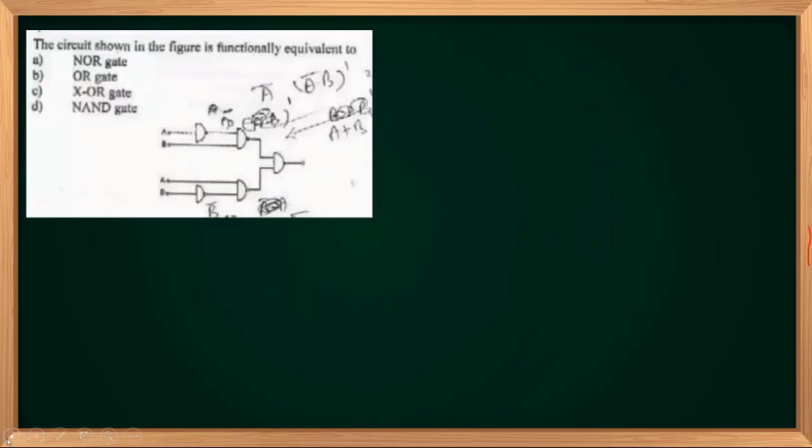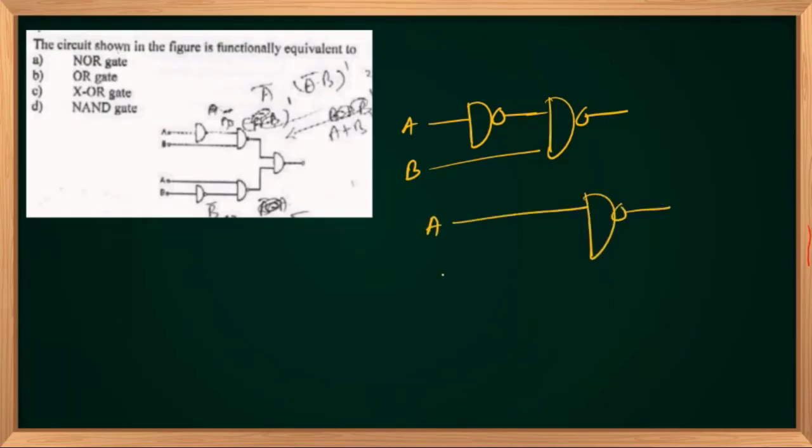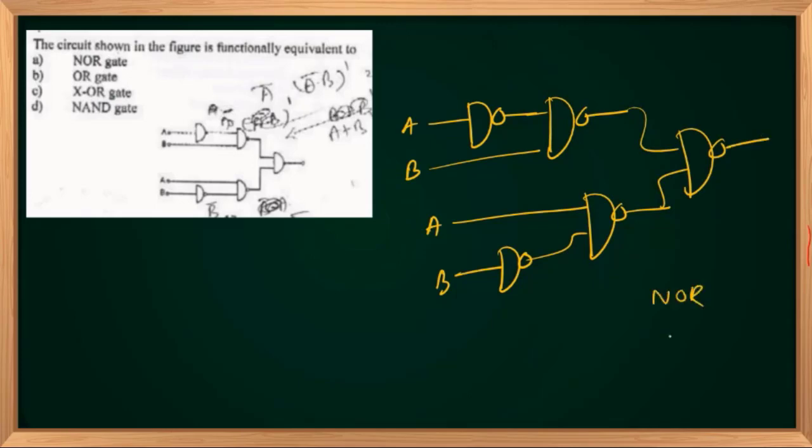And this is my last question. So let us wind up after this. The circuit shown in the figure is functionally equivalent to which gate? Let me redraw the circuit for better readability. This is NAND. The second gate is also NAND. This is A, this is B. This is A, NAND, this is B. NAND. It is connected to NAND again. Four options: NOR, OR, XOR, NAND. A, B, C, D.